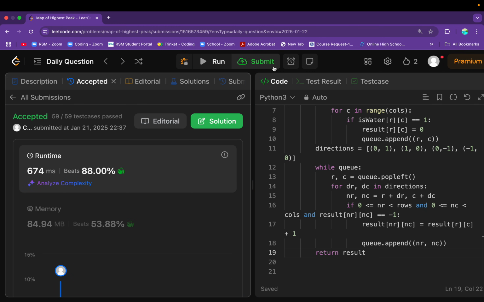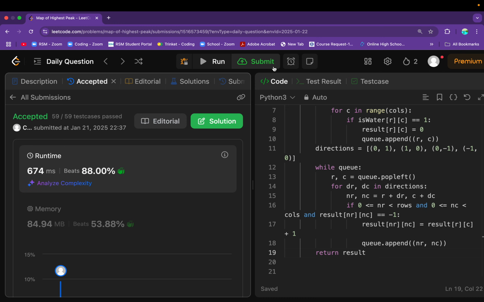So for a quick high-level rundown of how our code works as a whole, we're using a multi-source BFS, starting from all the water cells in our queue, and all of the water cells are initialized to a height of 0, and the heights propagate outward to all of the corresponding land cells, maximizing our maximum height by adding 1 for every single neighbor cell, because we know that adjacent cells in four directions can only have at most an absolute difference of 1.